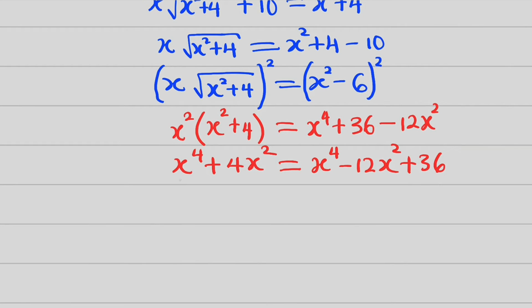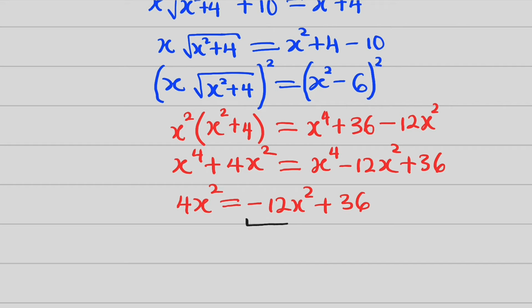From the left hand side we have x power 4. To the right we still have x power 4. Therefore they will cancel out. What we have is 4x squared equals negative 12x squared plus 36.